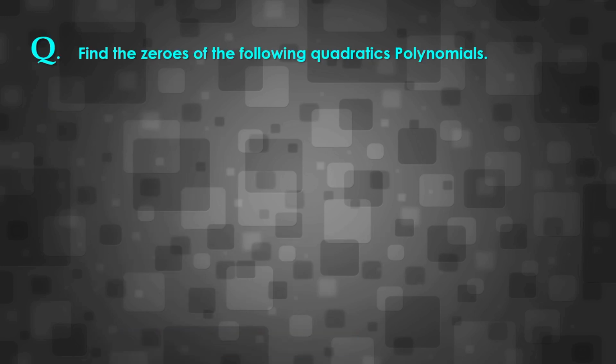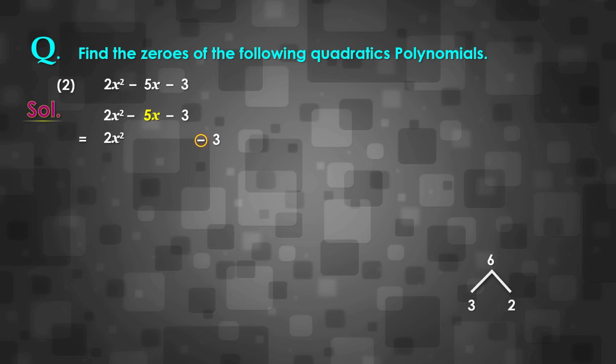Now let us find the zeros of the quadratic polynomial 2x squared minus 5x minus 3. First, we multiply the coefficient of x squared and the constant term. 2 multiplied by minus 3 gives minus 6. Now we look for two numbers whose product is minus 6 and whose sum is minus 5. The numbers are minus 6 and plus 1. Now we split the middle term minus 5x into minus 6x plus 1x.